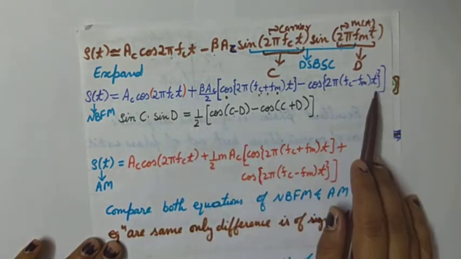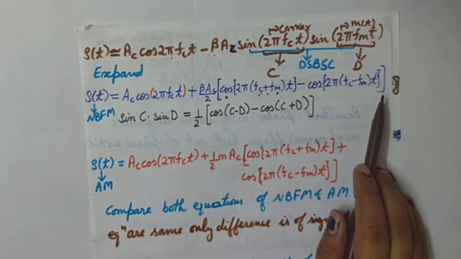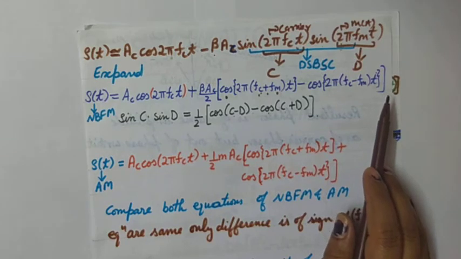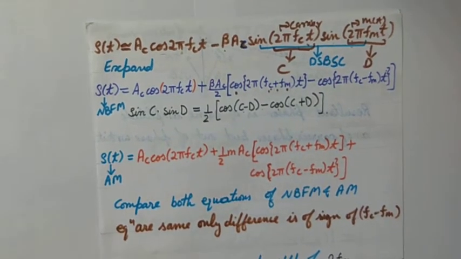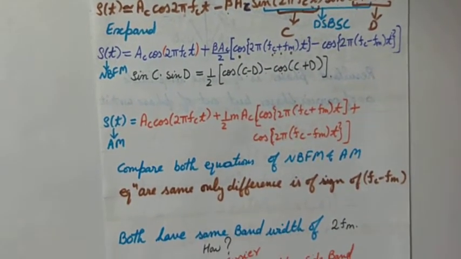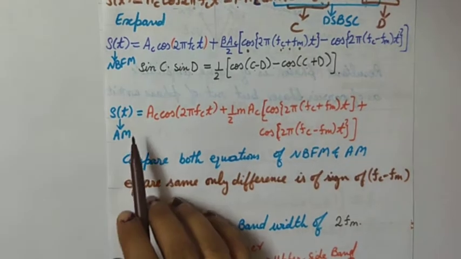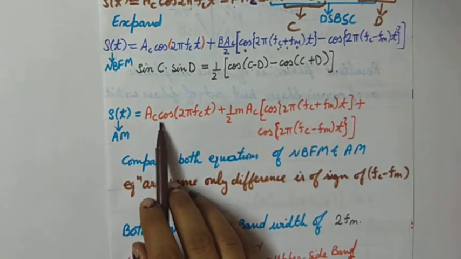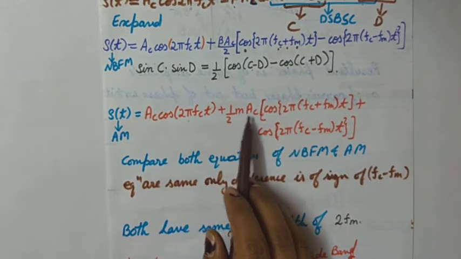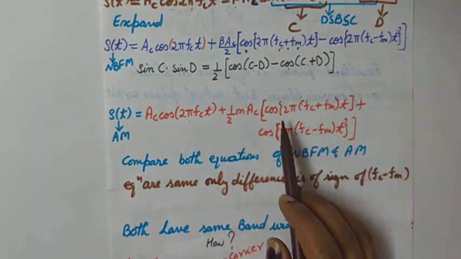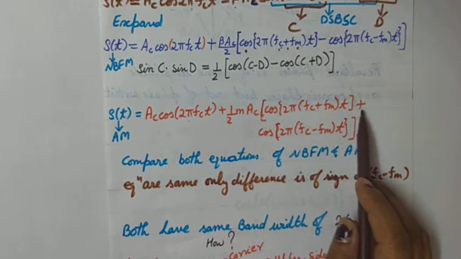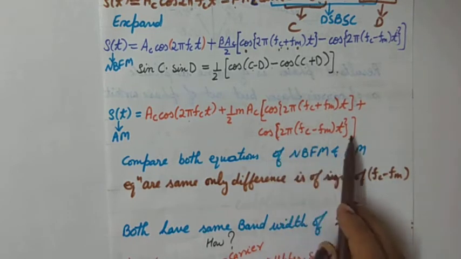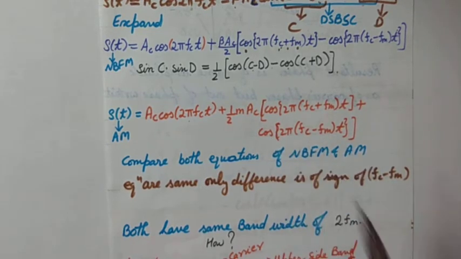So I have got this equation after expanding, and now I'm going to compare this equation with the AM equation, that is the amplitude modulated wave equation, which we have not studied yet, but we'll study in unit 1. I have written it here directly. The AM equation is AC cos 2 pi FCT plus MAC by 2, and inside the bracket again we have cos 2 pi T common FC plus FM plus cos 2 pi T common FC minus FM.